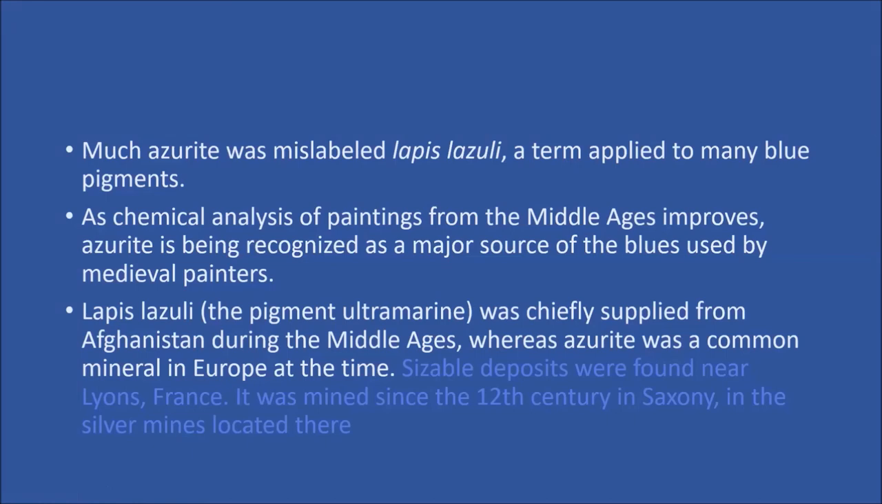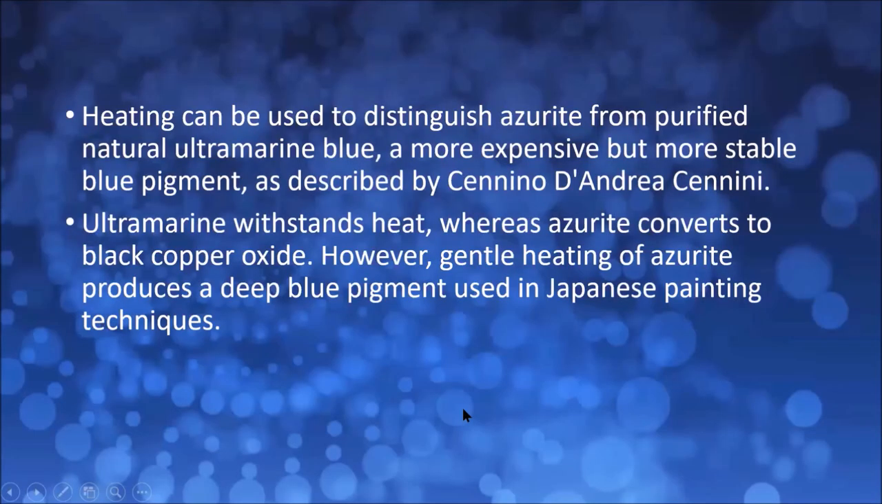So we are talking about azurite. It was more common in Europe. It was more frequently used as compared to its counterpart, which is ultramarine or lapis lazuli. Heating can be used to distinguish azurite from purified natural ultramarine blue, because there was confusion whether the blue used in a painting is from azurite or ultramarine. So we can use heating to distinguish them if we have extra pigment. Ultramarine withstands heat, whereas azurite converts to black copper oxide.